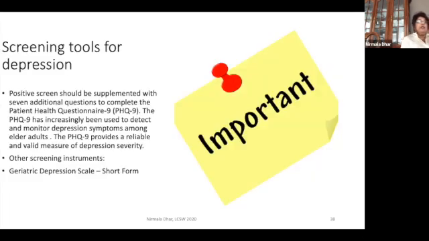Next slide. So a positive screen should be supplemented with the 7 additional questions to complete the Patient Health Questionnaire 9, which is the PHQ-9. The PHQ-9 has increasingly been used to detect and monitor depression symptoms among older adults. So it is a reliable and valid measure for depression severity. How many of you use the PHQ-9 regularly, and how many of you who are mental health QMHPs or therapists actually use the PHQ-9 as a treatment outcomes tool?